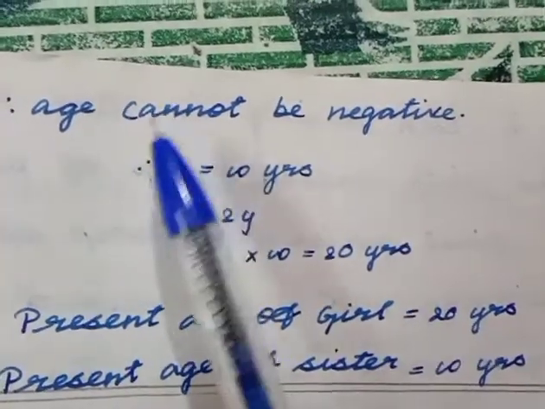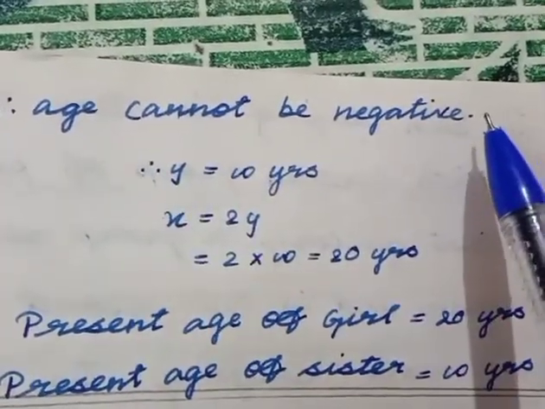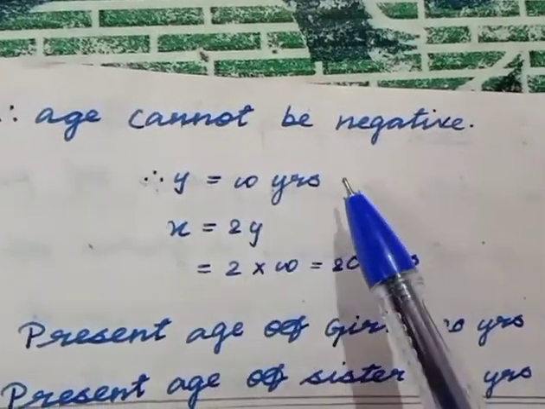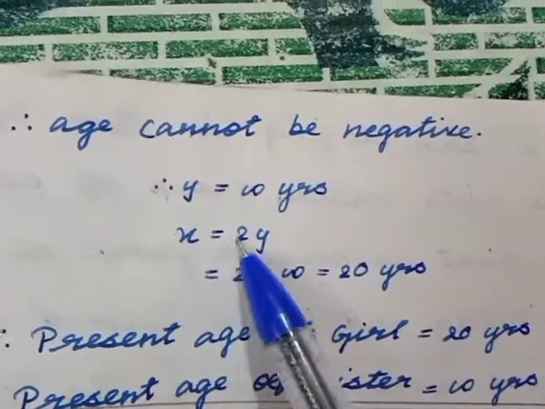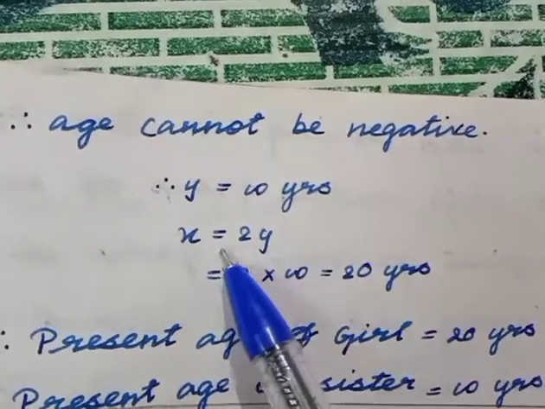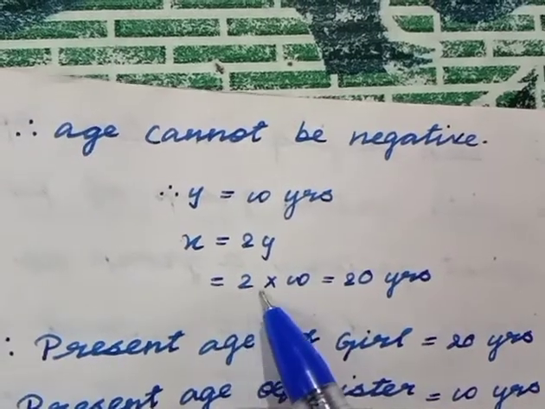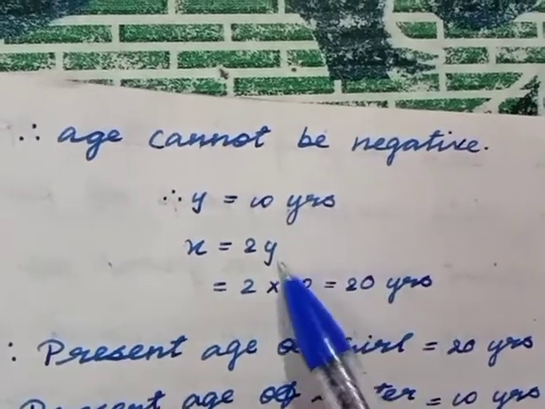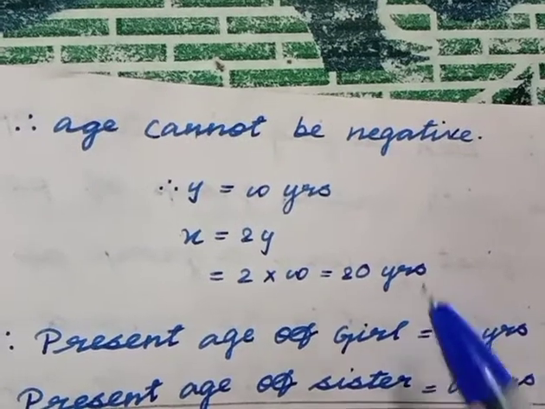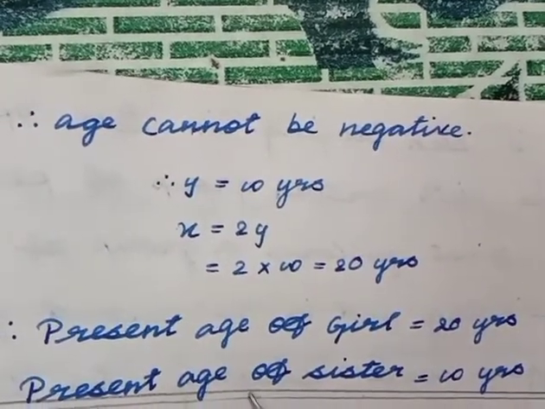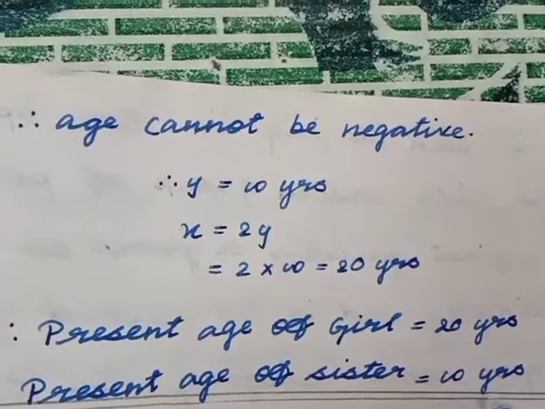Students, you know well, age cannot be negative. Do you accept this? Yes. So y is equal to 10 years. x is equal to 2y, it is condition number 1. So that is equal to 2 into 10, y value 10, 20 years. Yes. Present age of the girl is equal to 20 years. Present age of her sister is 10 years.